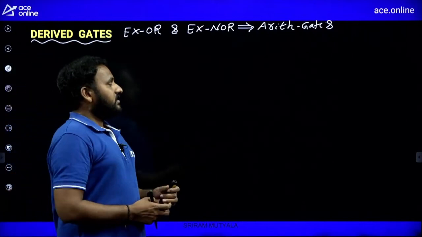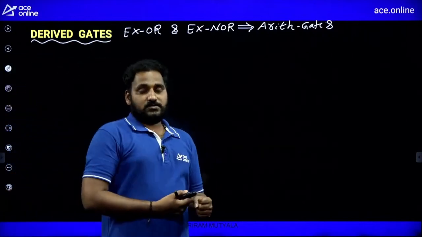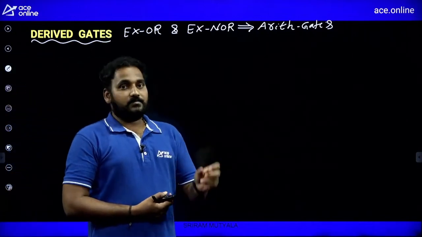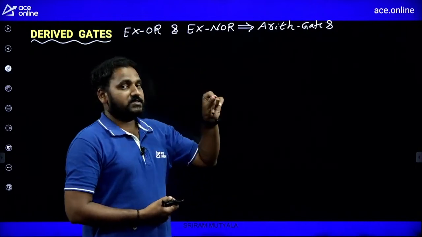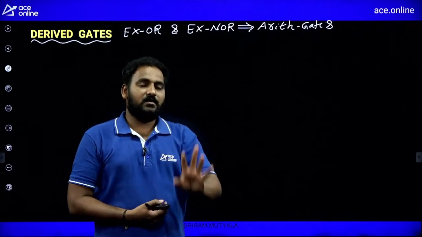Which of the following gates is mainly used for arithmetic operations? Or magnitude comparator. For these kinds of questions, we can blindly select XOR, XNOR. They will give you only one, either XOR or XNOR.